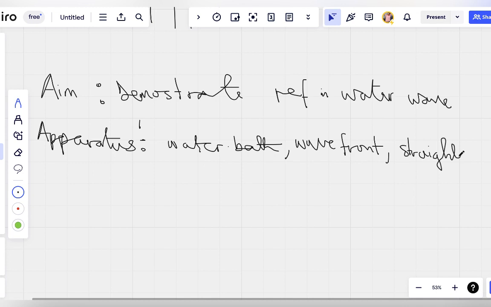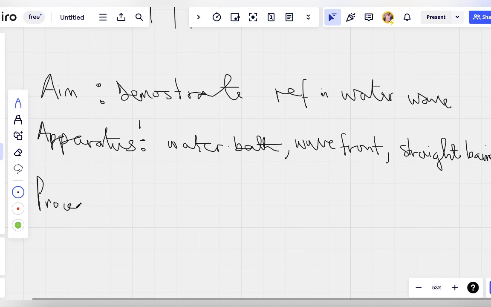We will not be talking about diffraction. A straight barrier, you can use anything that can reflect the water. Whatever you need, then the procedure, you measure whatever you need. It's not only limited to this, okay? You can think of anything you need for this type of experiment.